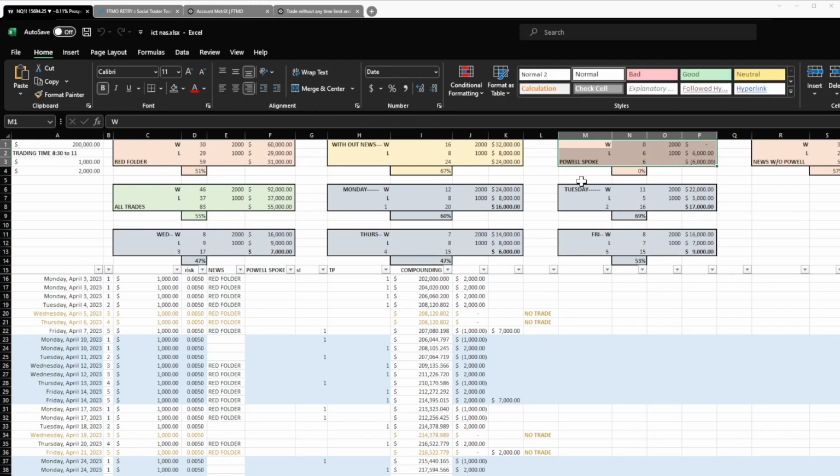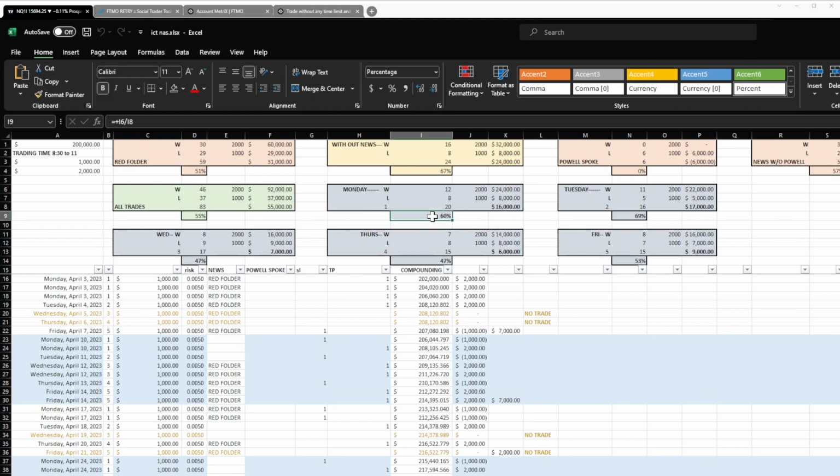So definitely, I'm probably more than likely going to just avoid trading when Powell speaks, because not once did I win, right? And then if I take Powell out of the red folder days, then my win rate increases to 57%. So I'm definitely probably not going to trade the days that he speaks. Altogether, Monday and Tuesdays were my best trading days.